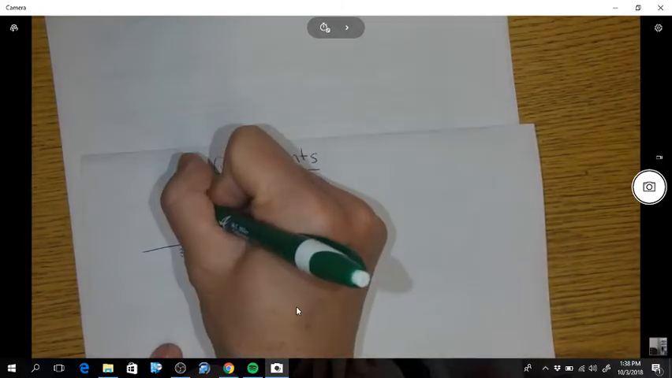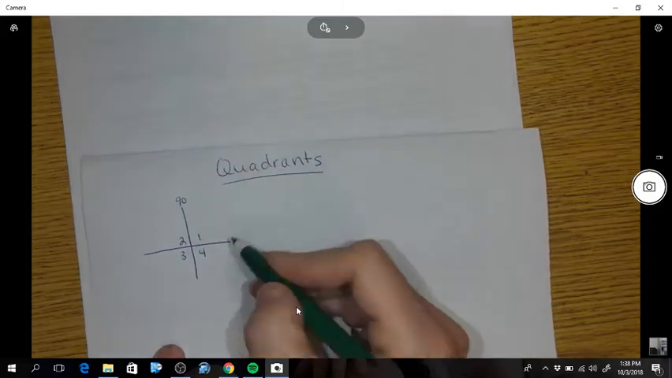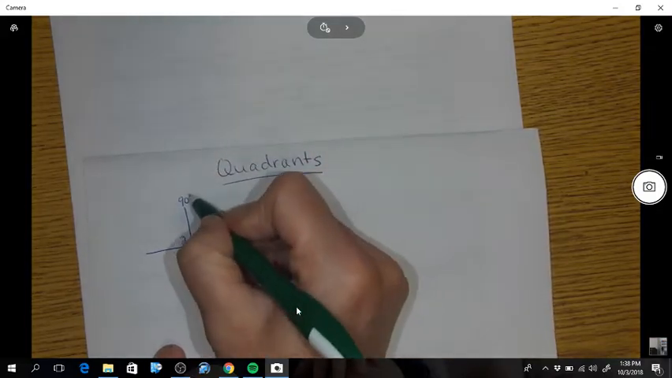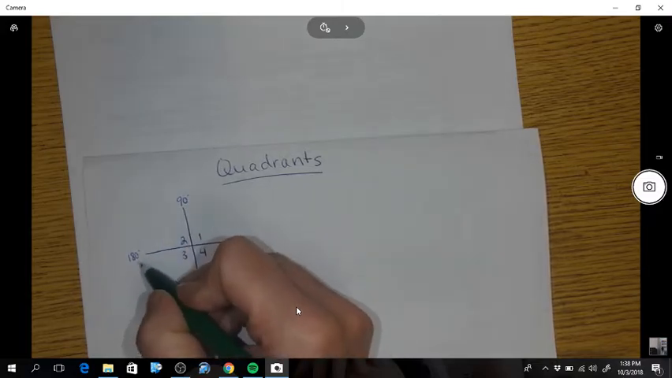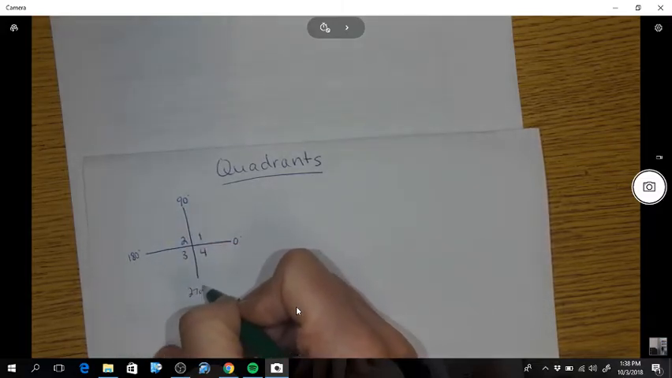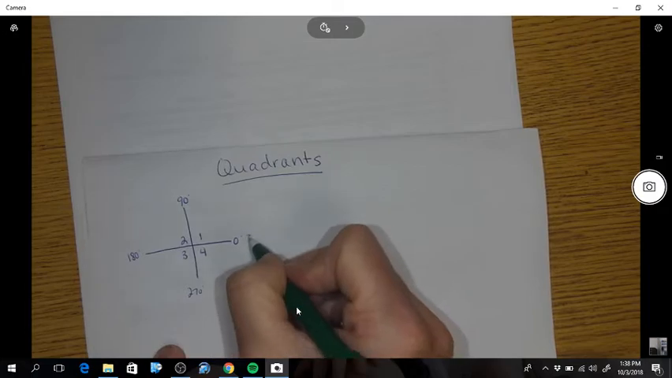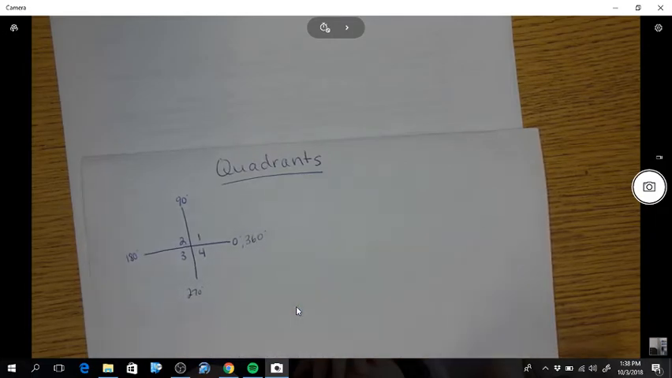And this is 1 because it's the lowest. So it's starting from 0 to 90 degrees. Then you would go here next, 90 to 180. 180 to 270 is the third. 270 to 360 is the fourth.